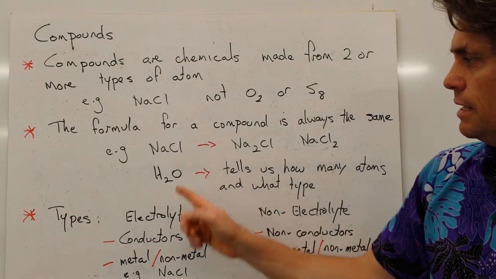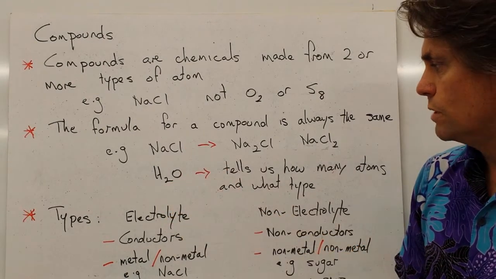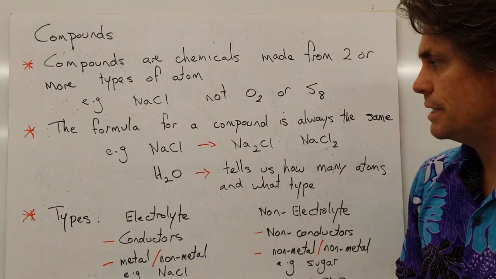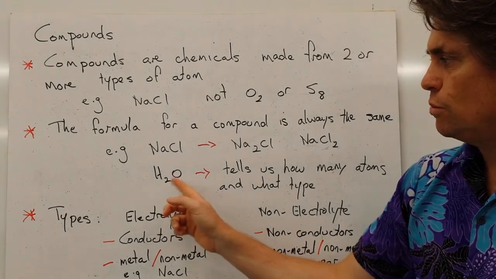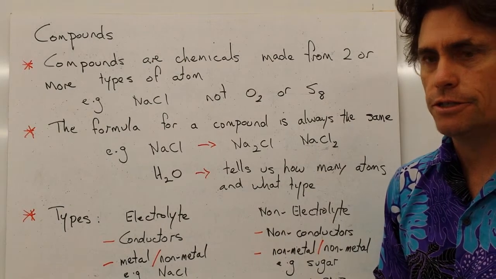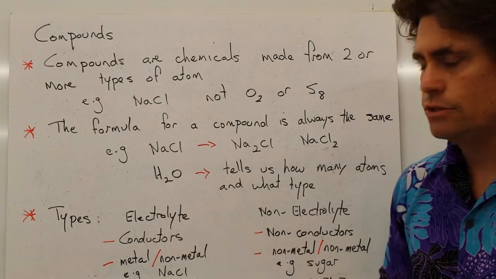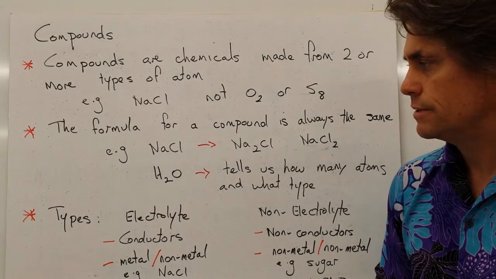So this formula, and we've got H2O, which is water, tells us how many atoms there are and what type of atom. And this ratio between the atoms never changes. So that chemical formula is always consistent for our compounds.